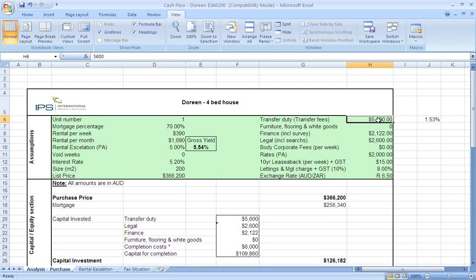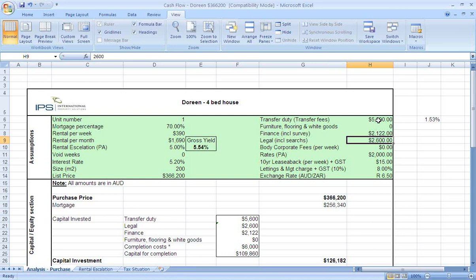The transfer duty, basically it's their transfer duty or stamp duty. On a house and land, you only pay on the land value of the property. There's no furniture and flooring because you rent the unit out unfurnished. The finance fees, that's what you pay to the bank to get the initiation fees. The legal fees, the nice thing in Australia is that you've got a lawyer that acts on behalf of the seller, and you've got a different lawyer that acts on behalf of the buyer. And that lawyer is there to protect you, to make sure that he does all the due diligence, that you understand the full process.